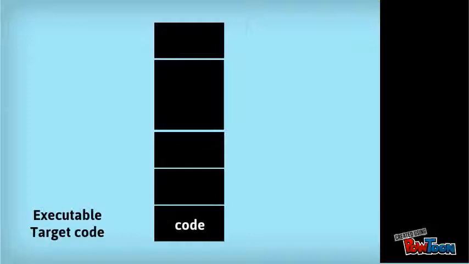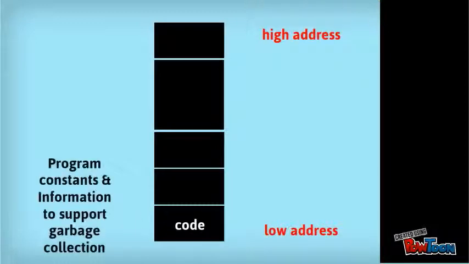The compiler places the executable target code in a statically determined area named code, usually in the low end of memory. The size of some program data objects, such as global constants, and data generated by the compiler, such as information to support garbage collection, may be known at compile time. These data objects can be placed in another statically determined area called static.